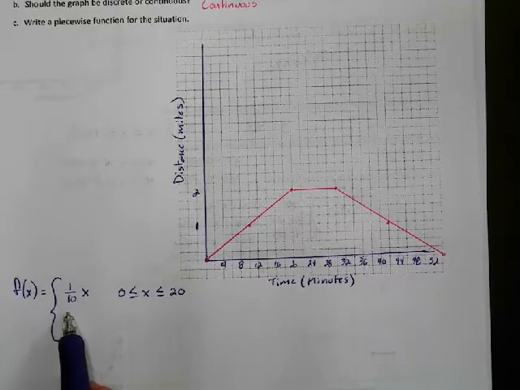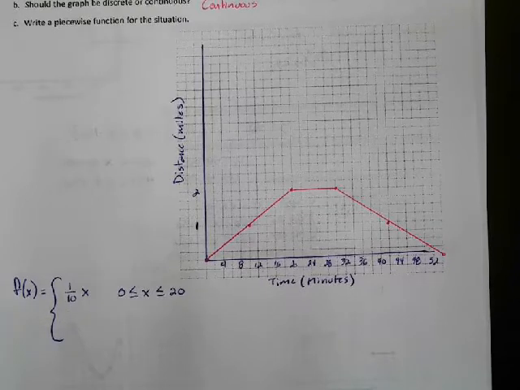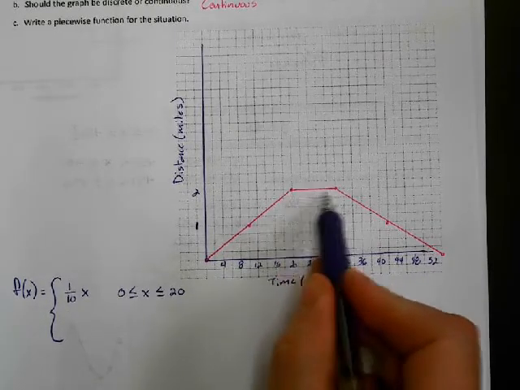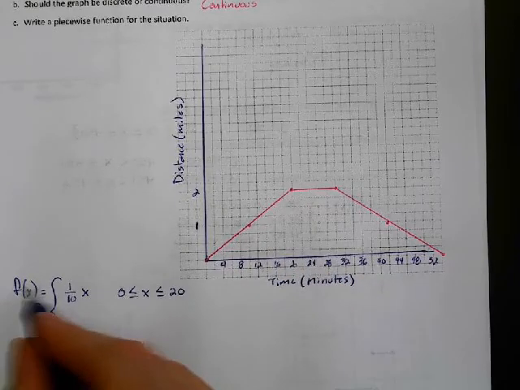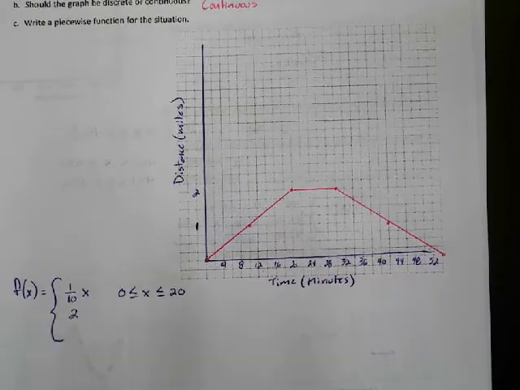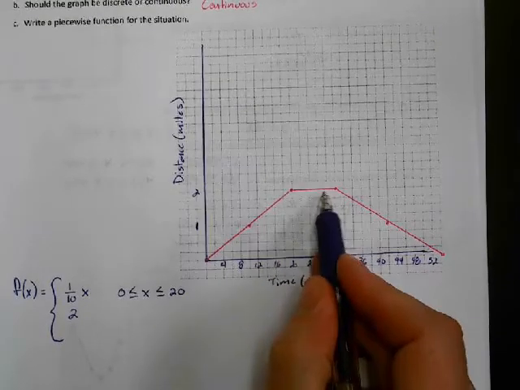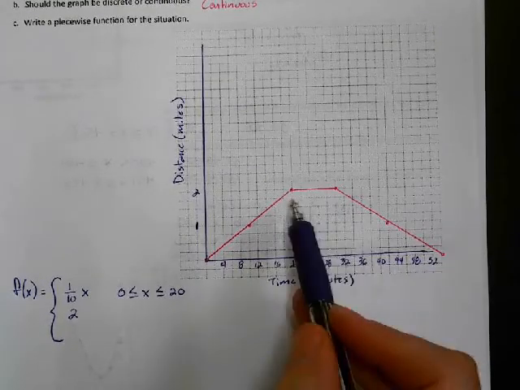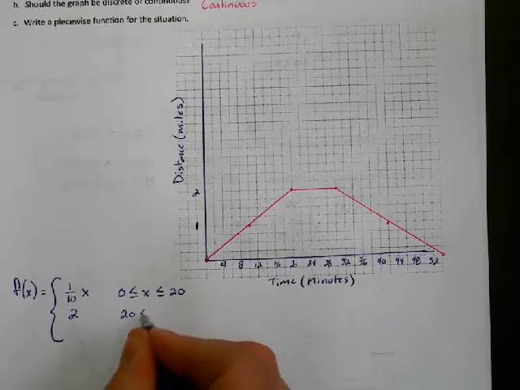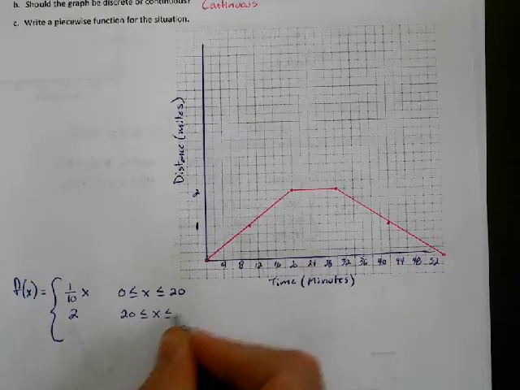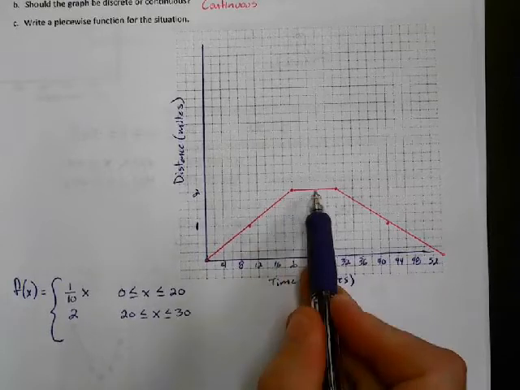And then we stay in one place. So this is y equals 2. So f of x equals 2. This is a flat portion of our graph, and that's from 20 minutes to 30 minutes. So from 20 minutes to 30 minutes, our graph is just a horizontal line because we're not doing any movement.